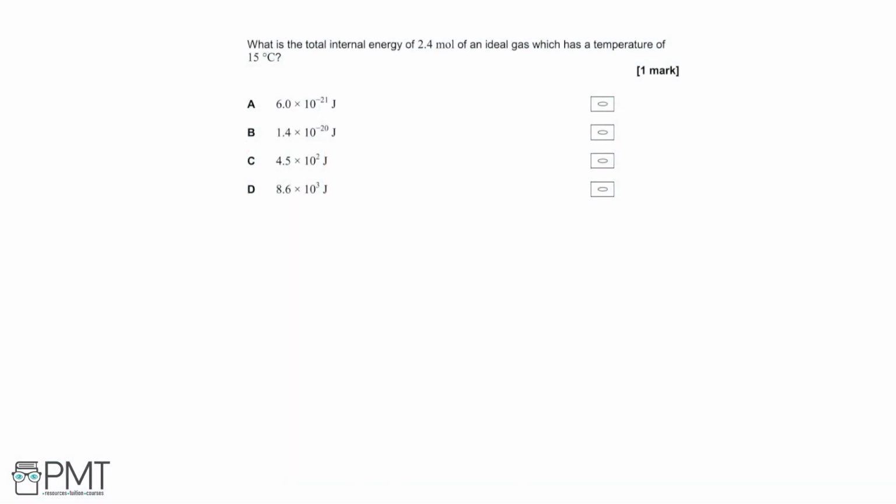This question is about internal energy. The question says, what is the total internal energy of 2.4 moles of an ideal gas which has a temperature of 15 degrees Celsius? In order to do this question, we first need to understand the definition of total internal energy, which is the sum of the randomly distributed kinetic and potential energies of the gas molecules.